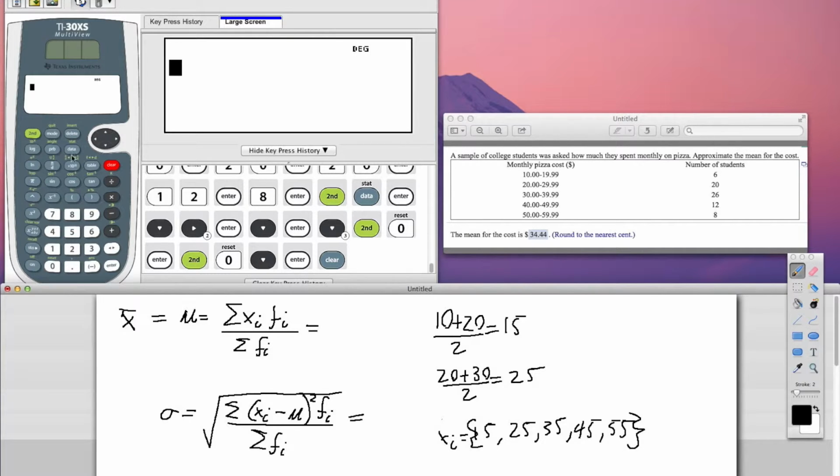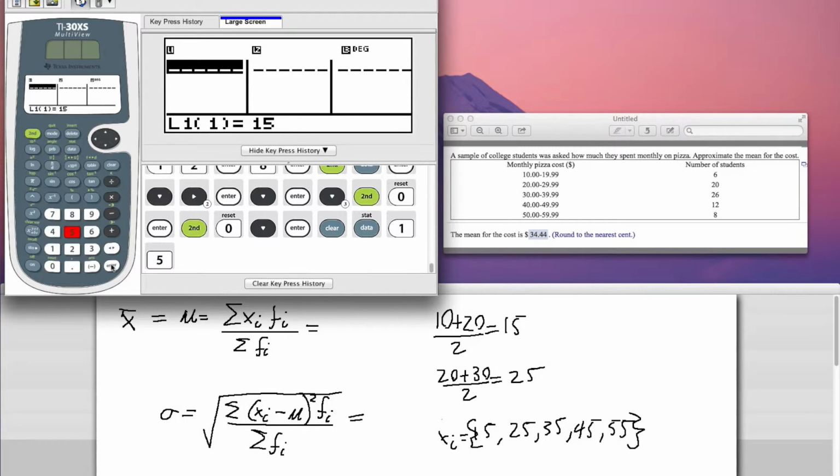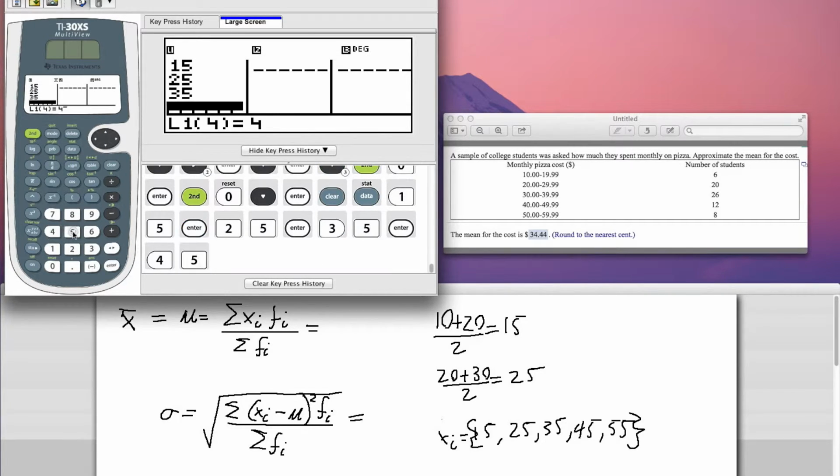So now we use the calculator, we hit data, and on our first table we will put in the midpoints that we just found. So 15, enter, 25, 35, 45, and 55.